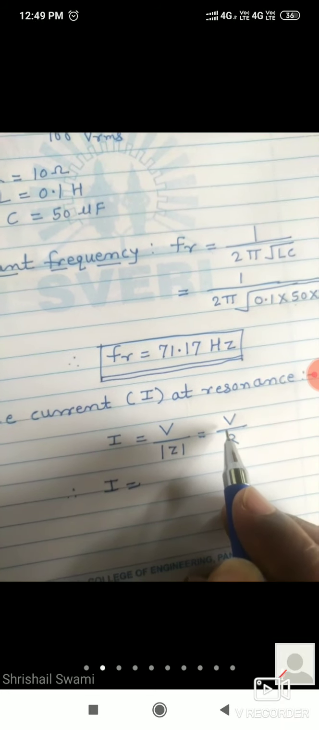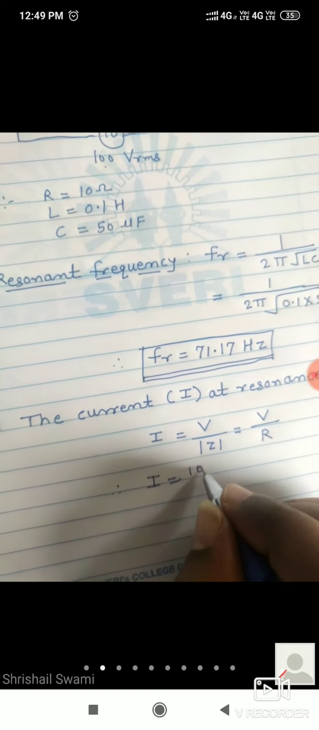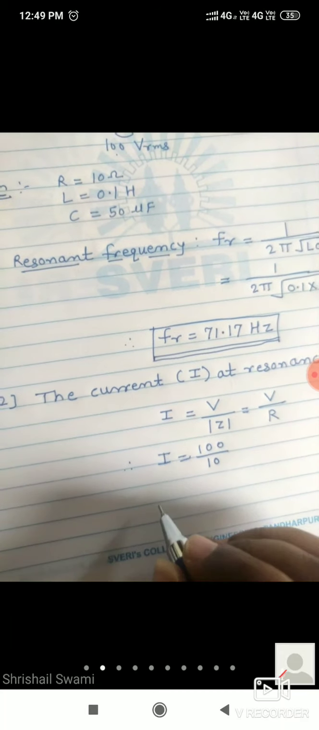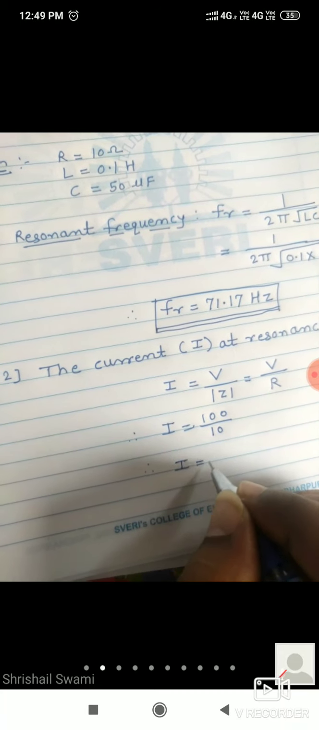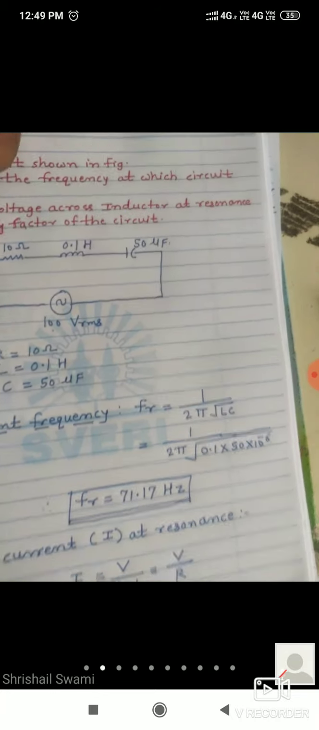So I is equal to, what is the voltage value? If it is AC, it should be converted into VRMS. Already VRMS is given. If the source is AC and the voltage value is given, then take it as 100 here. So I is equal to 100 divided by the value of the resistor, that is 10. So the I value we got is 10 ampere.